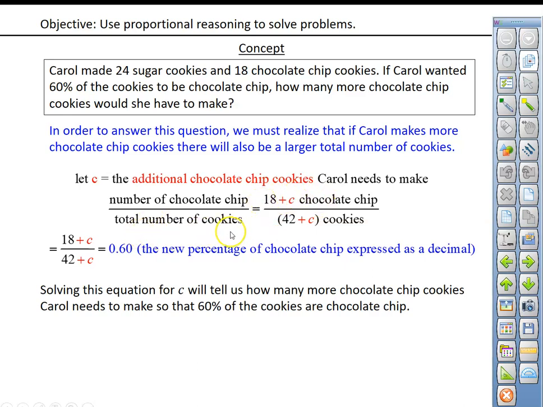And then the total number of cookies would be, actually, remember, our 24 sugar plus our 18, that's this 42 right here, and then plus the extra cookies that are being made, the extra chocolate chip cookies. This ratio, which is the new cookie amounts, is what we want to be a 60% ratio, 60% chocolate chip to the total number of cookies. And that creates this equation right here, which is a rational equation because we have a variable here in the denominator. So we're going to do problems similar to this today.